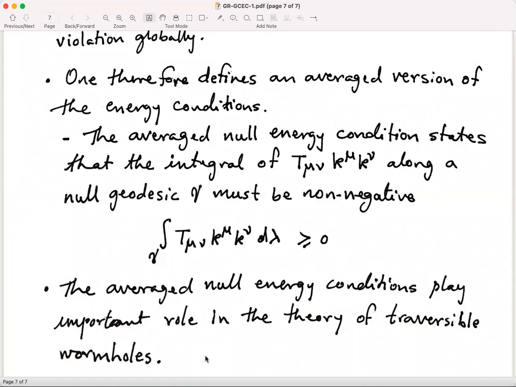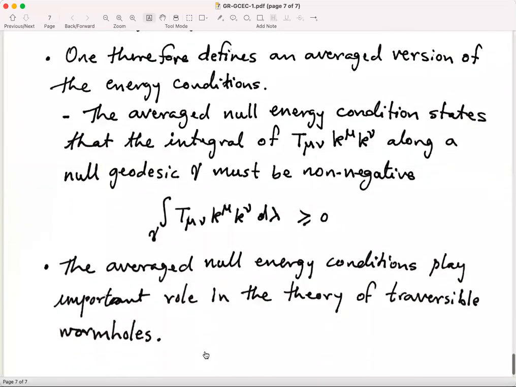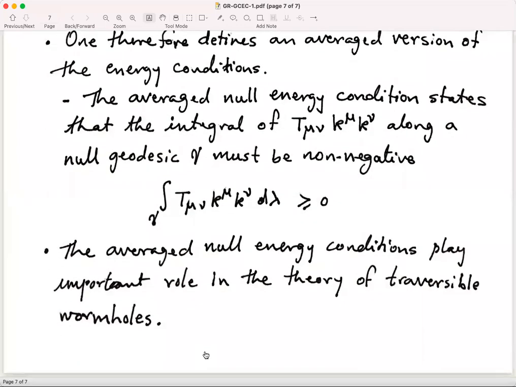But if you have wormholes which satisfy the averaged null energy condition, then typically you would end up getting the wormholes which are called traversable wormholes. So I'll stop here today, and in the next class we will see how we use these energy conditions when we study geodesic convergences.